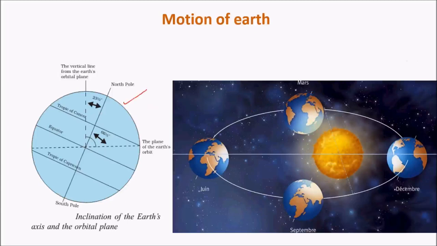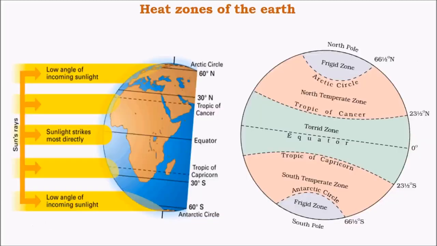And days are a direct consequence of the rotational motion of Earth, and seasons are a direct consequence of the revolutionary motion of the Earth, where the Earth is tilted by a certain angle, that is, the axis makes a certain angle with the orbital plane. These two factors greatly influence the amount of insolation, or the amount of the sun's heat energy received. We'll see these further. Let's first look at heat zones of the Earth.